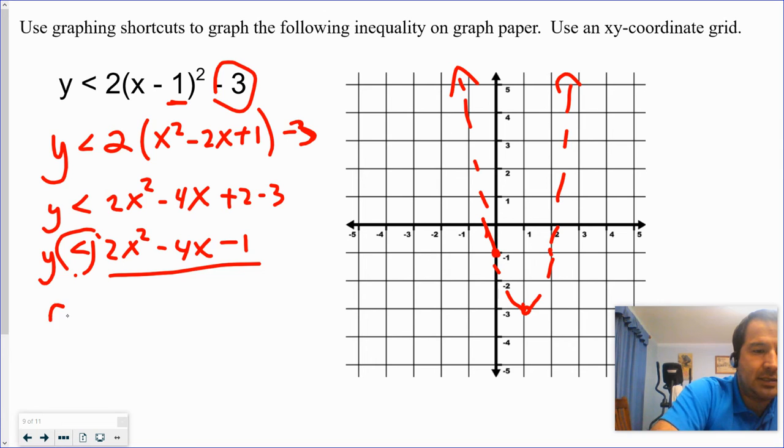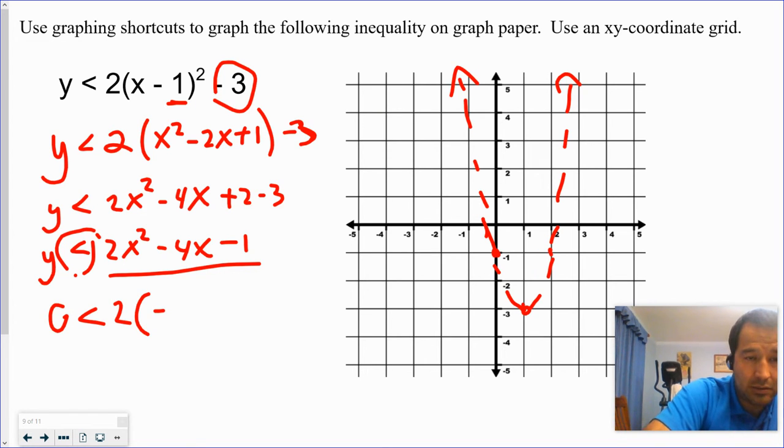If it does, fine. 0 is less than 2 times 0 minus 1. Now, you do have to actually do that. 2 times 0 minus 1 would be negative 1 minus 3. Okay, so 0 is less than 2 times negative 1 would be negative 2 minus 3, which becomes plus negative 3.